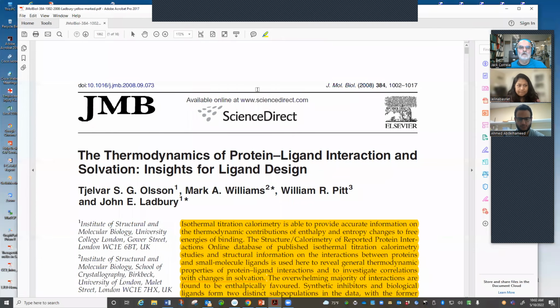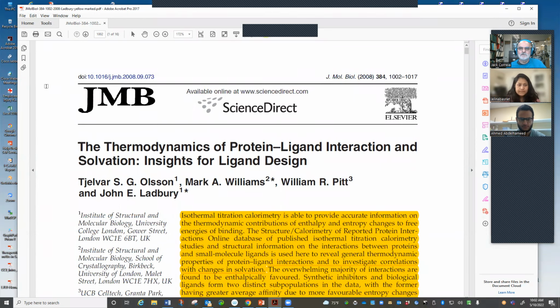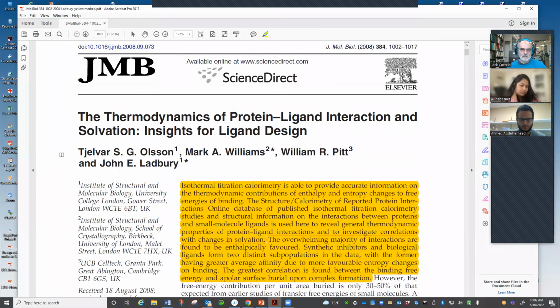Let's share the screen. Okay, so this is the paper: Thermodynamics of protein ligand interactions and solvation: Insights from ligand design.